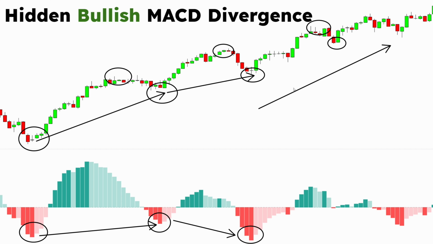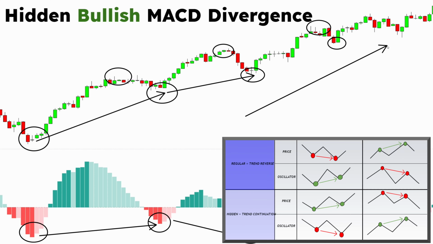So one key difference between hidden and regular divergence is that the hidden divergence indicates a continuation of the trend. So it indicates that the trend will continue, while remember, the regular divergence indicates a reversal.